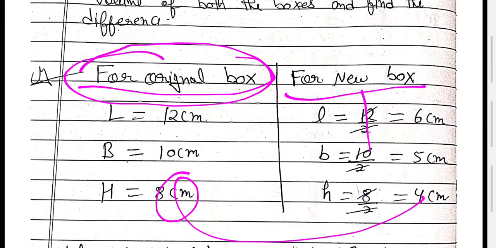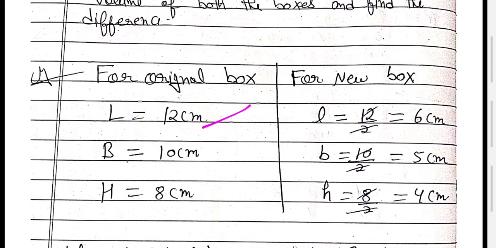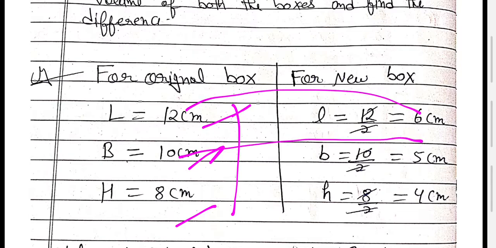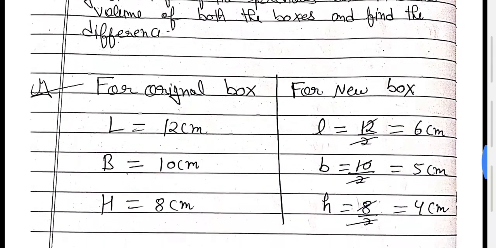For the original box, you have to write capital L, B, H, and for the new box, small l, b, h. So the original one has length 12, breadth 10, height 10, and the new one has half of it. So length is 6, breadth 5 and height 4. Now what they told: find the volume of both the boxes and find the difference. First you find the volume of both boxes and then find the difference.